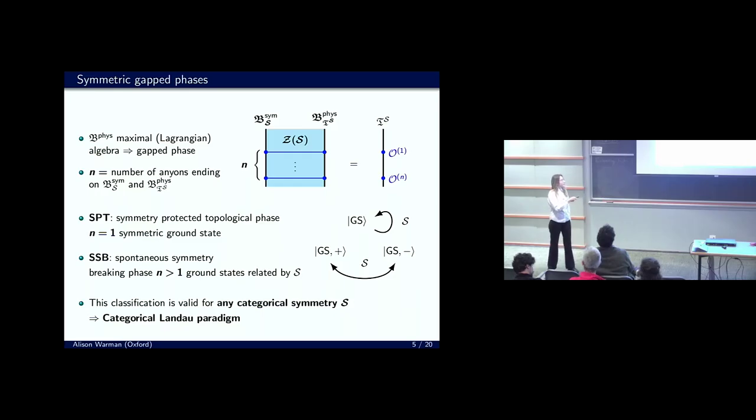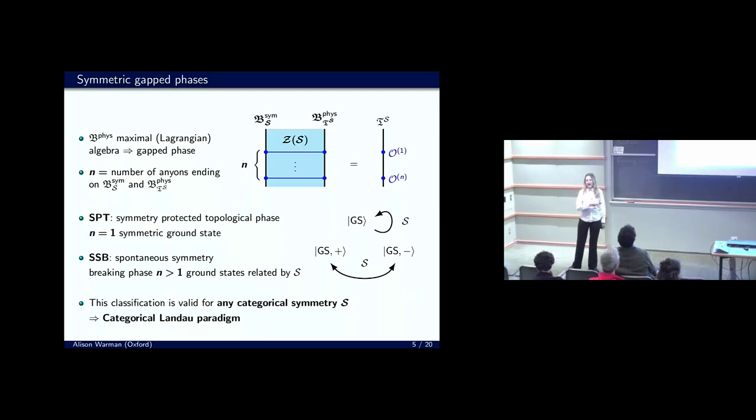the non-identity ones will be charged under certain subsymmetries. Therefore, by taking linear combinations of these local operators and constructing idempotents, we will have ground states which are related to each other by spontaneously broken generators in our symmetry category. So this is a very general framework to classify these phases with any categorical symmetry.